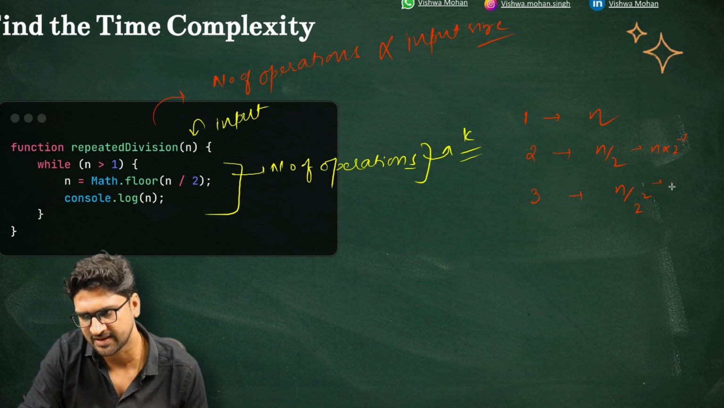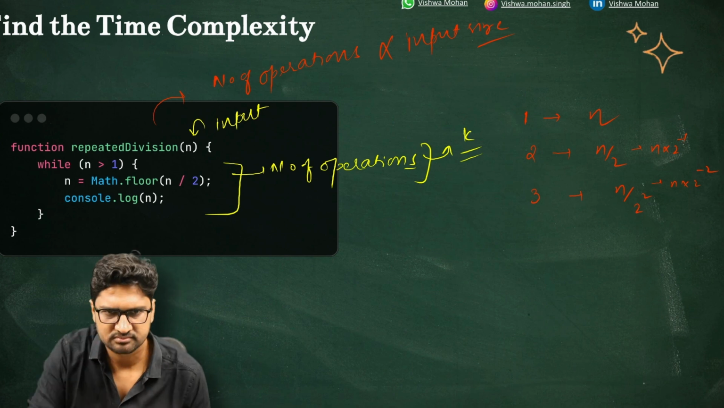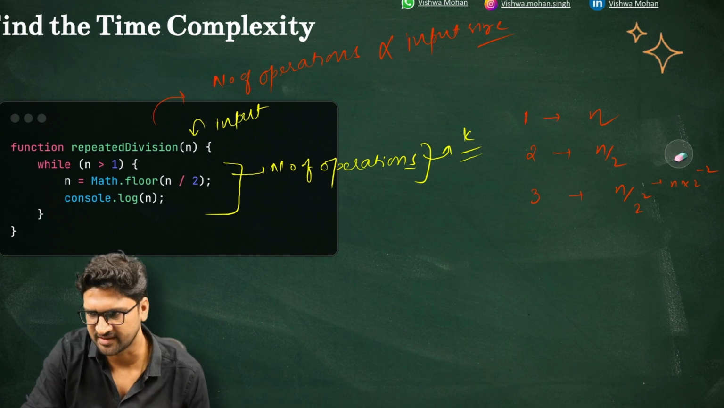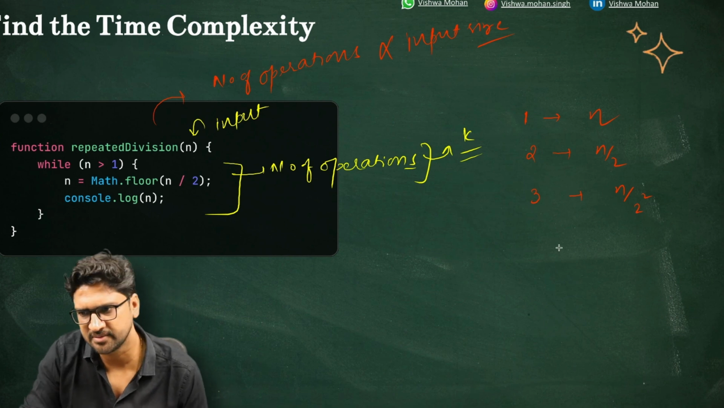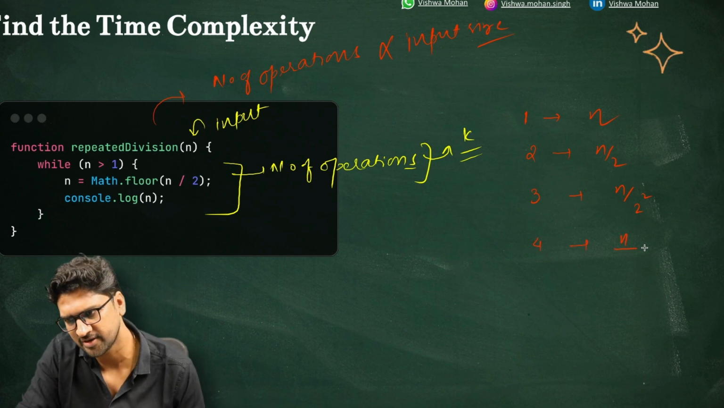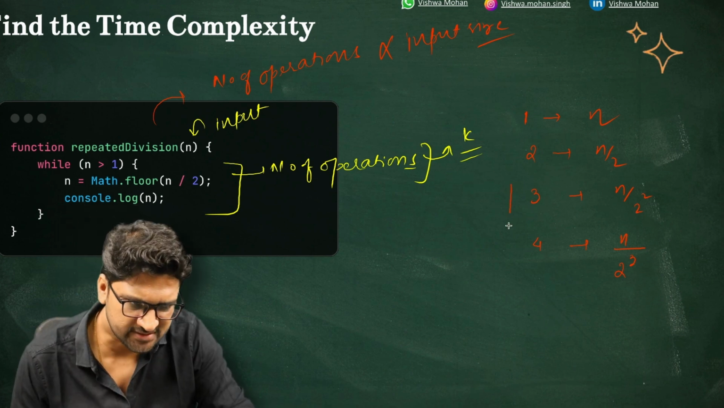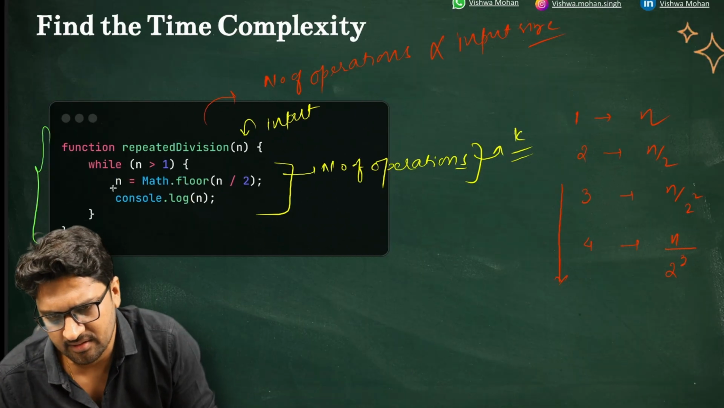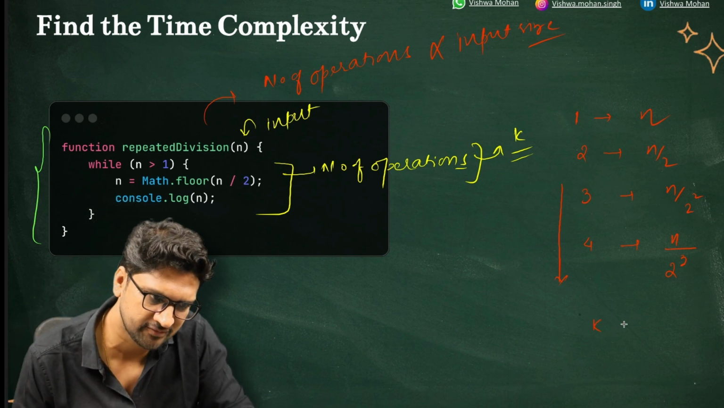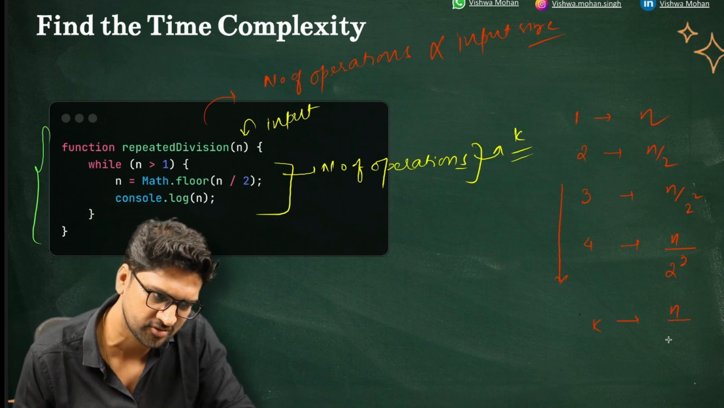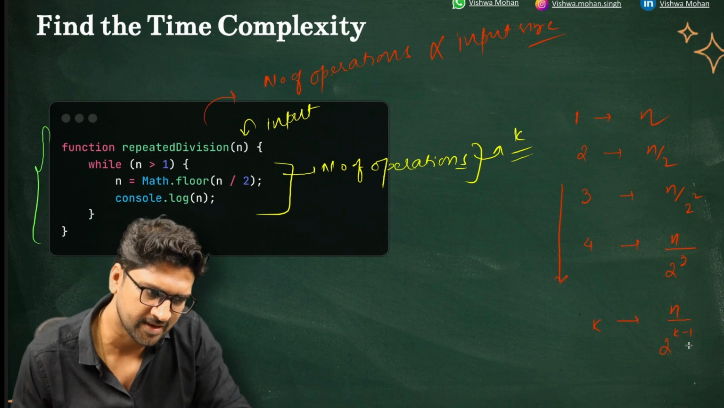This I can write as n into 3 to the power minus 2, right? Or you just keep it simple, you just write it like this itself. If I go and run it for the fourth time, its value will get reduced to 2 to the power 3, right? So like this, if I assume that this entire while loop runs for k times, then it becomes equal to n by 2 to the power k minus 1, as you can see here.